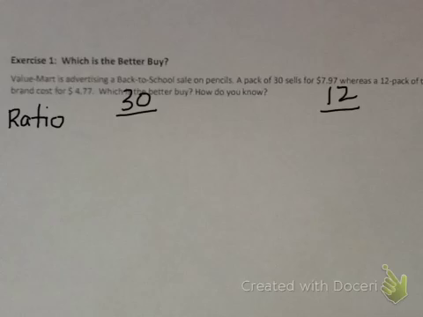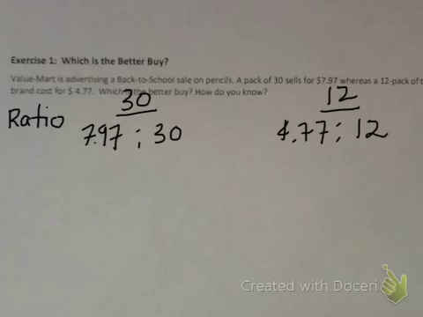Now, when you're doing a problem like this, there usually is more than one way to solve it. One way would be this. If we looked at the pack of 30, for example, we know it's $7.97 for every 30. And then we have $4.77 for every 12, for a pack of 12. Now, we could change this.